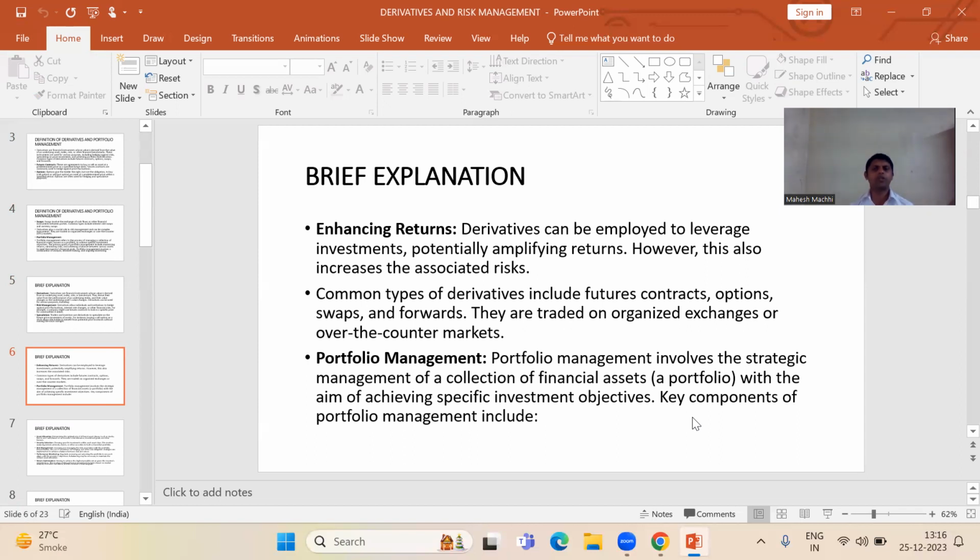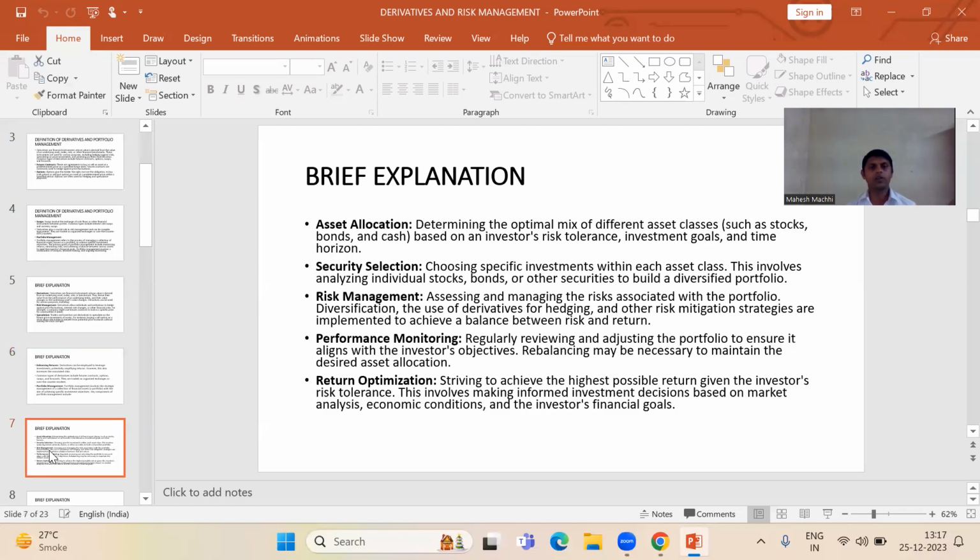Portfolio management. Portfolio management involves the strategic management of a collection of financial assets, or portfolio, with the aim of achieving specific investment objectives. Key components of portfolio management include asset allocation, determining the optimal mix of different asset classes such as stocks, bonds, and cash based on the investor's risk tolerance, investment goals, and time horizon. Securities selection, choosing specific investments within each asset class. This involves analyzing individual stocks, bonds, or other securities to build a diversified portfolio.